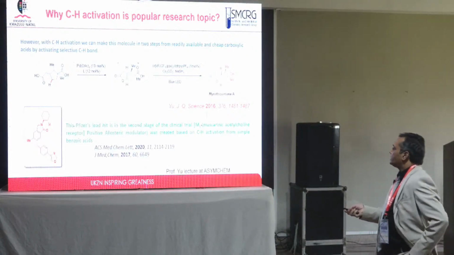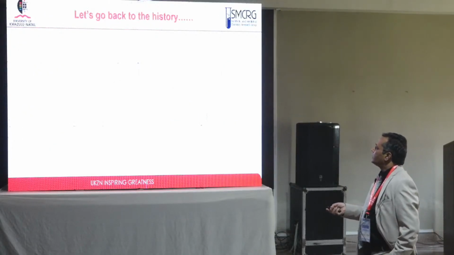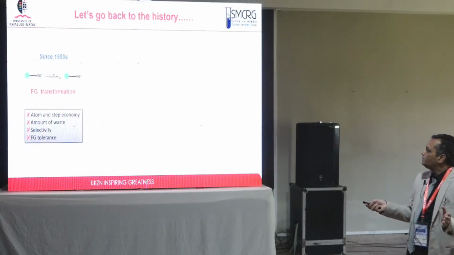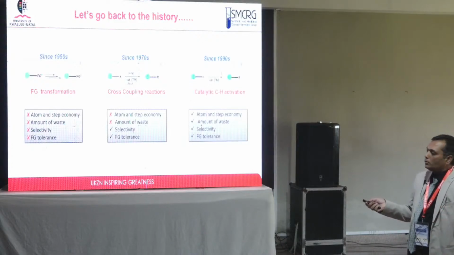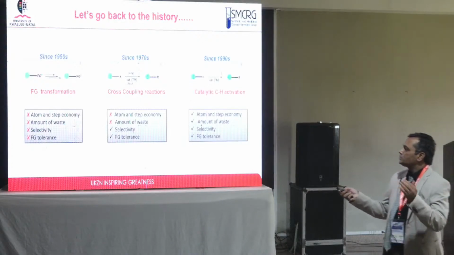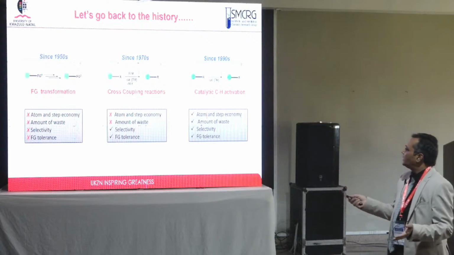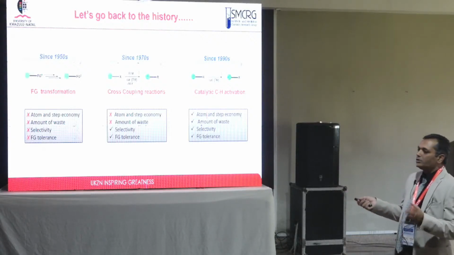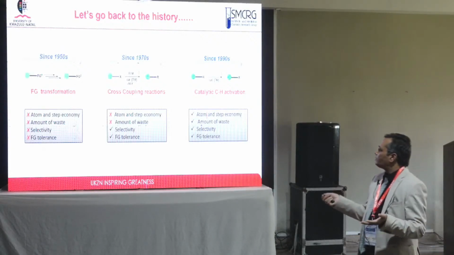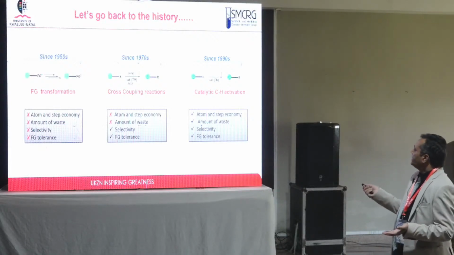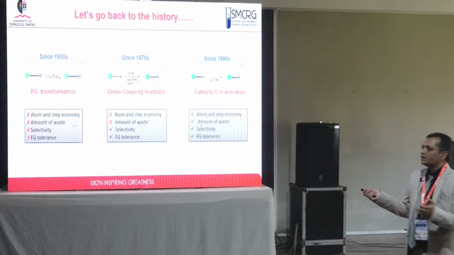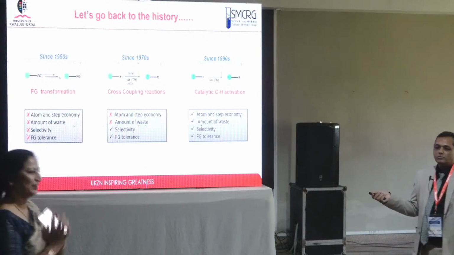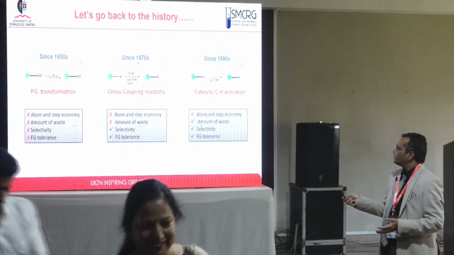Now, what have we done? Let's go back a little bit into the history. In the 1950s, we were just doing functional group transformations, and in the 70s, we started using transition metals for coupling reactions and so on. In the 1990s, we came into catalytic CH activation. That is what it came into. So, this is going a little back into the history.